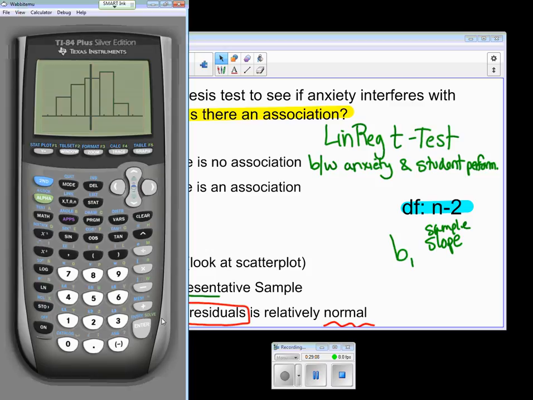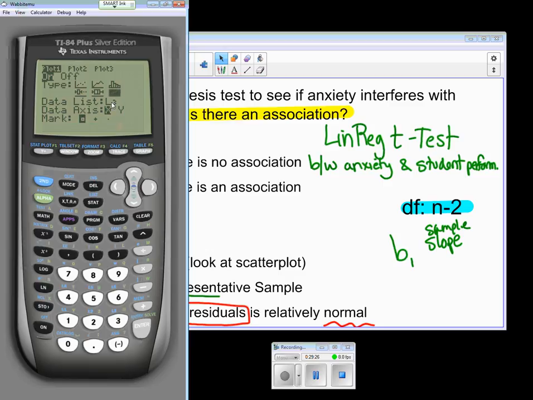Not too bad, right? It's fairly unimodal and symmetric. If I wanted to be really sure, I could do a normal probability plot instead. I think those tend to be a little bit better on the calculator to show normality. So I'll do that one.